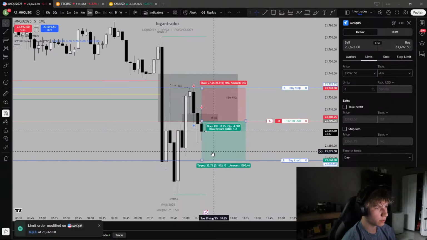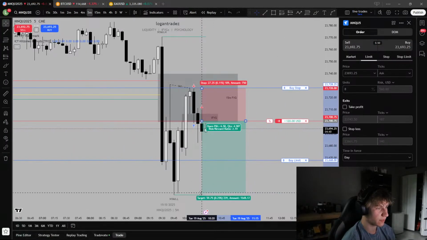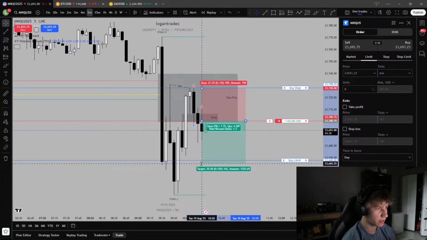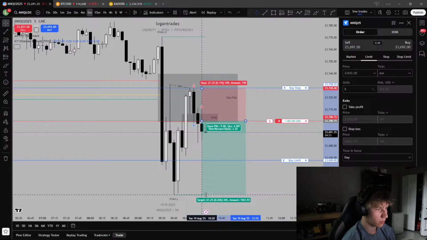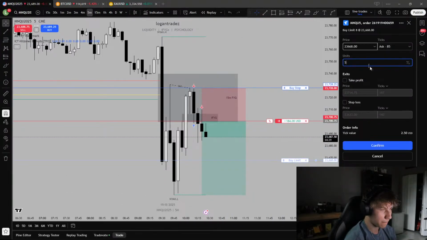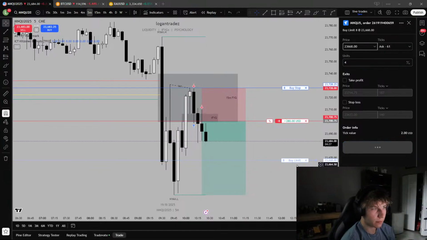But I also don't know if that's enough though, just because I'm risking a little bit less here. So I'll just do the partials at this then. I'll just do how I was gonna do it before.